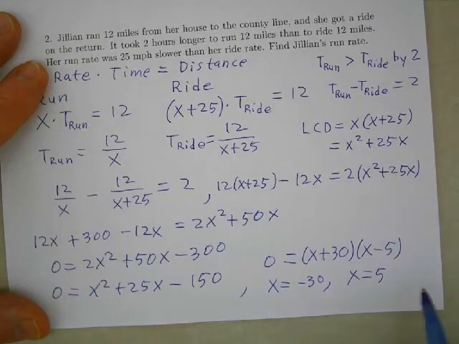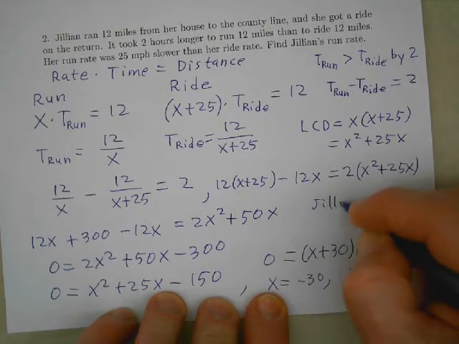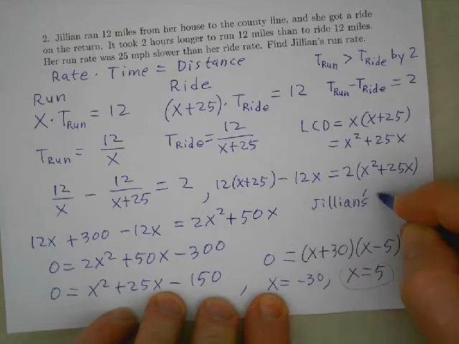In the context of the problem, only the positive solution makes sense. So Gillian's run rate was 5 miles per hour.